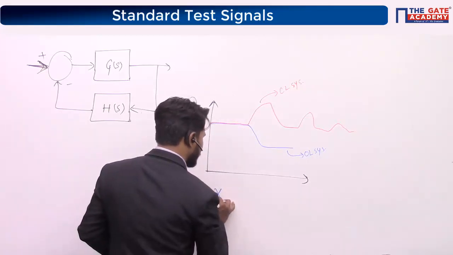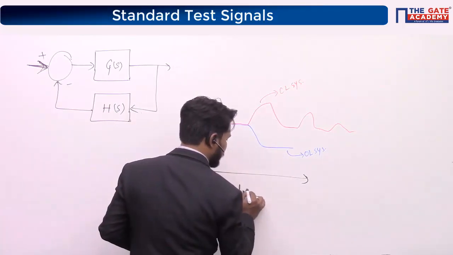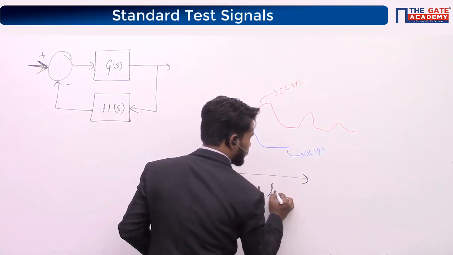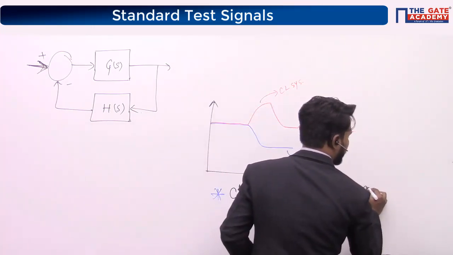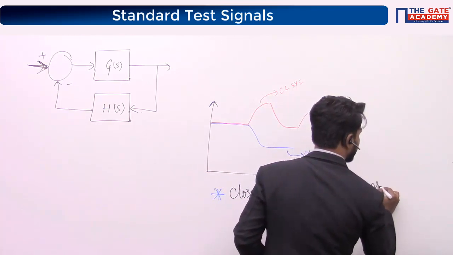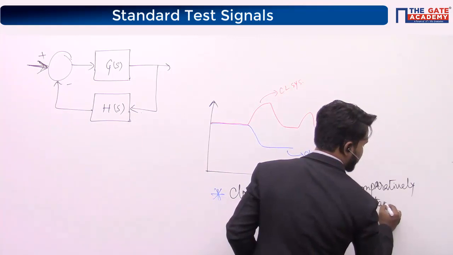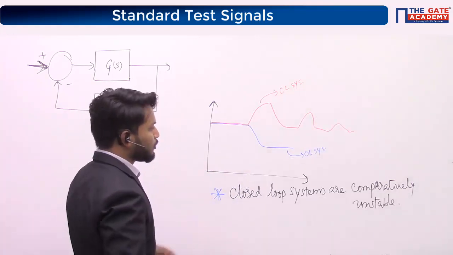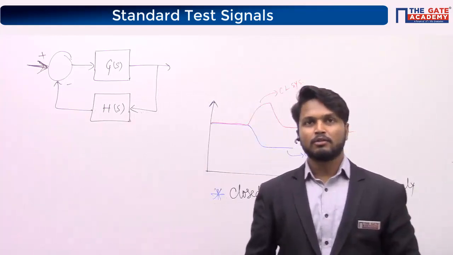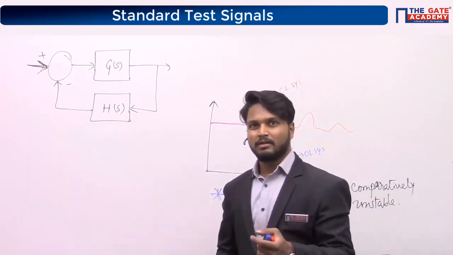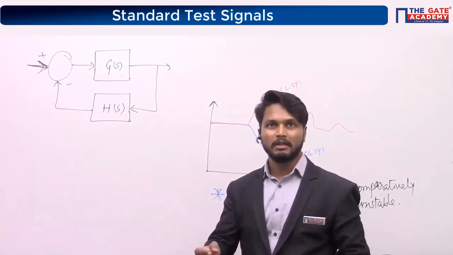Therefore you can say closed loop systems are comparatively unstable. So because of closed loop, there is a possibility that the system might become unstable, right?